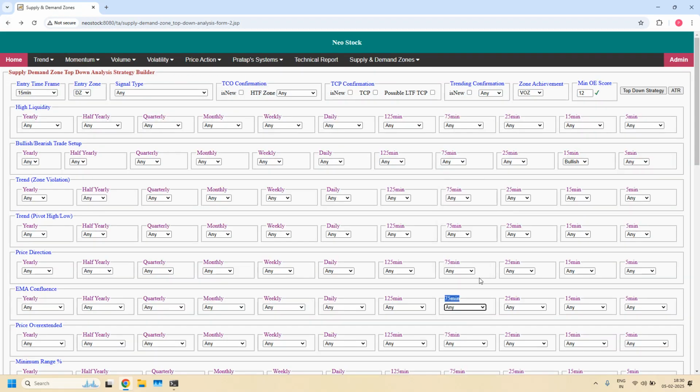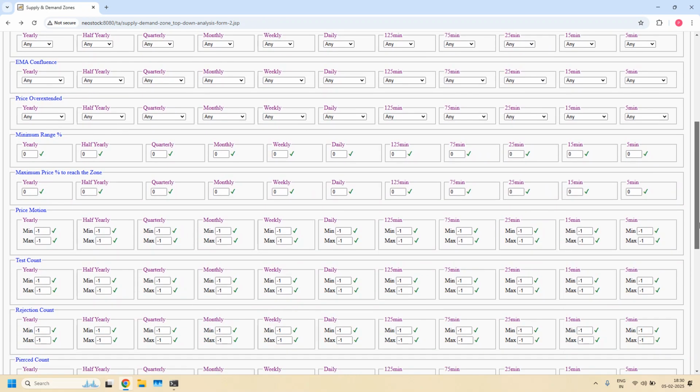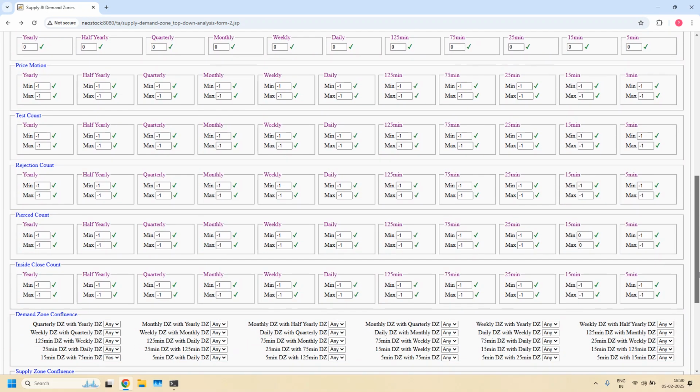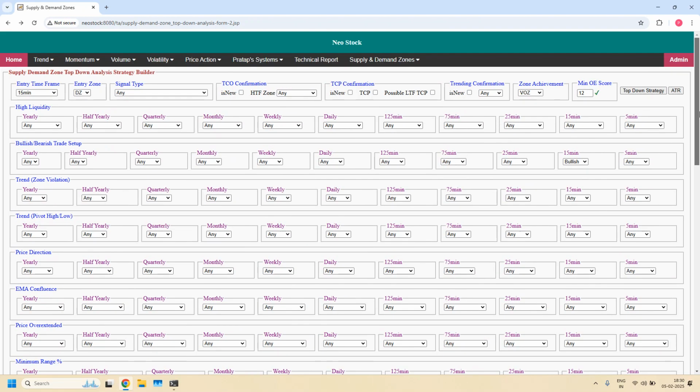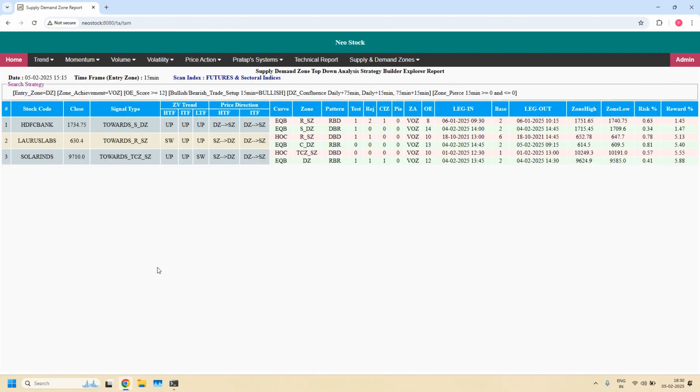I am removing the EMA filter. In the demand zone confluence, we should set three filters. First filter is already enabled, that is 15 minutes with 75. Second filter is 15 minutes demand zone with daily demand zone confluence. Third filter, 75 minutes demand zone with daily demand zone confluence. With all the three filters enabled, we got three stocks.